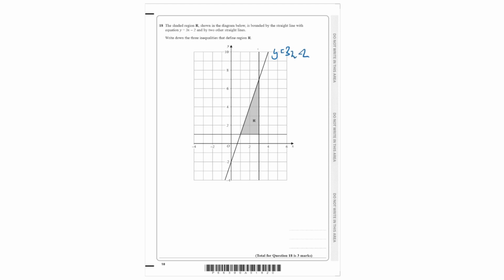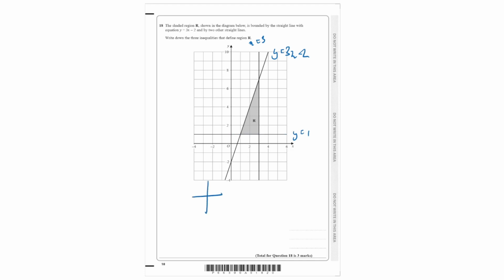Now, if we look at this line, it's perfectly perpendicular to the x-axis, so it must mean here x is equal to 3. Moving on, we can find that this line is perfectly perpendicular to the y-axis, which is at 1. So that means y is equal to 1. But we're not done yet.